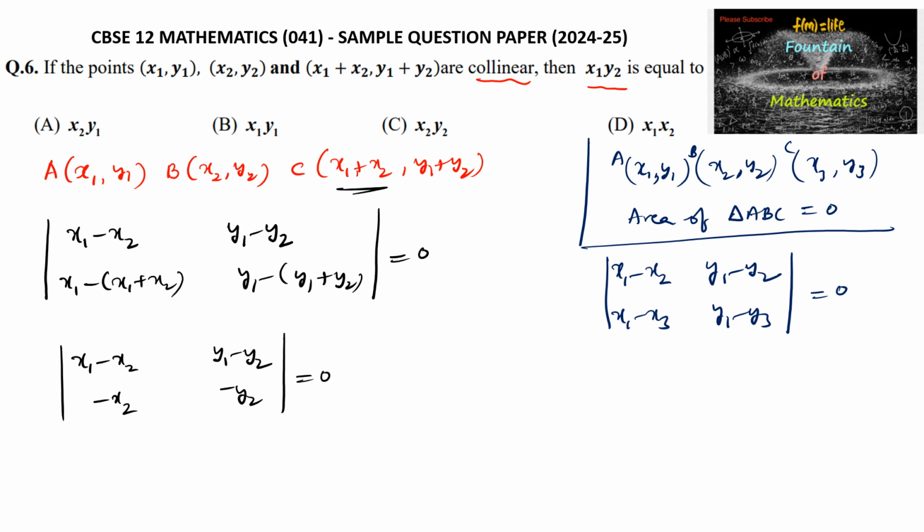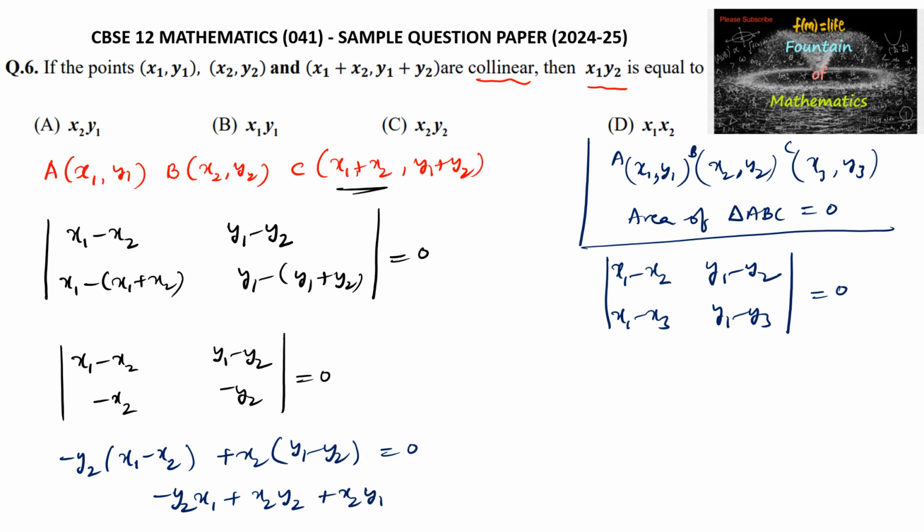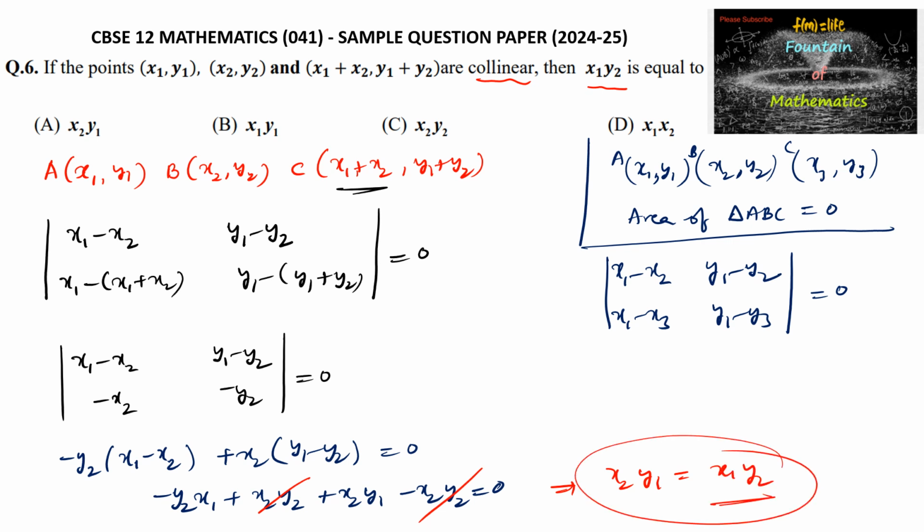So let's expand the determinant. So we get minus y2 times (x1 minus x2) plus x2 times (y1 minus y2) is equal to 0, or we can write minus y2 x1 plus x2 y2 plus x2 y1 minus x2 y2 is equal to 0. So x2 y2 gets cancelled. So we can write here x2 y1 is equal to x1 y2, or we can write x1 y2 is equal to x2 y1, which is option A. Option A is the answer.